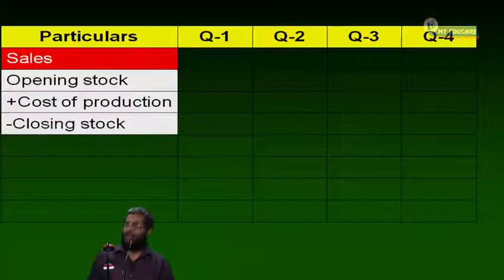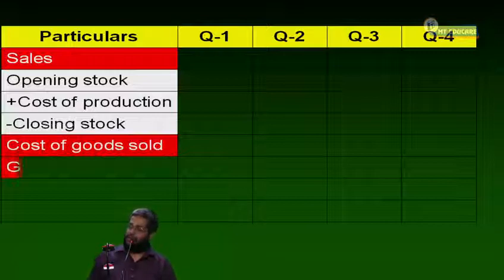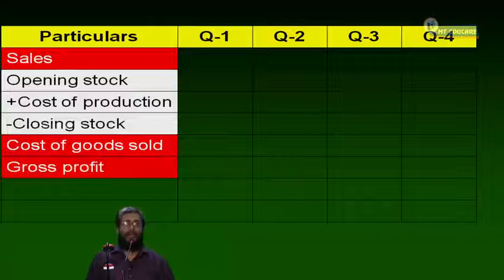The total number we call as cost of goods sold. So capital A is sales, capital B is cost of goods sold. Capital C is gross profit. A minus B. Sales minus cost of goods sold gives you gross profit.